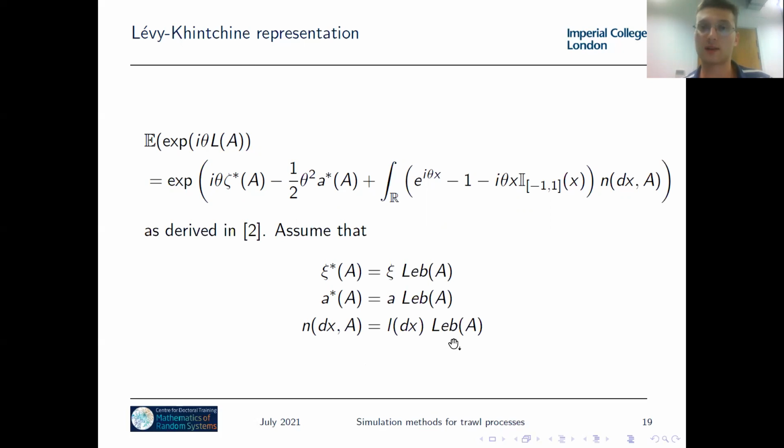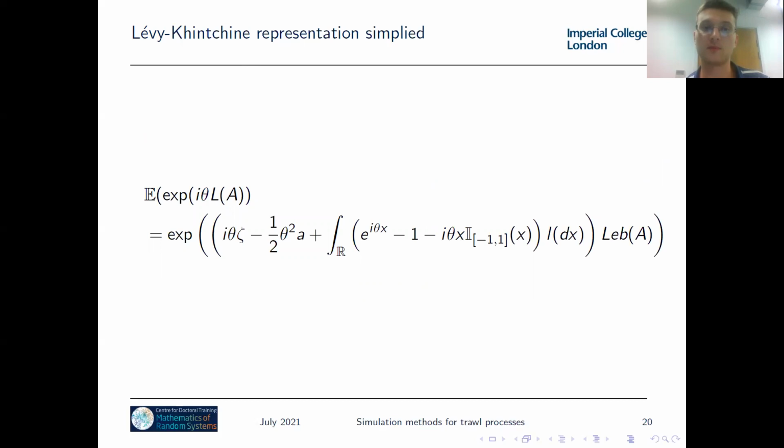This will ensure that the trawl process is stationary. So we obtain the following simplification of the Levy-Khintchine representation, where this part here is the same as in the Levy-Khintchine representation of a Levy process. Then we scale it by the Lebesgue measure of A.